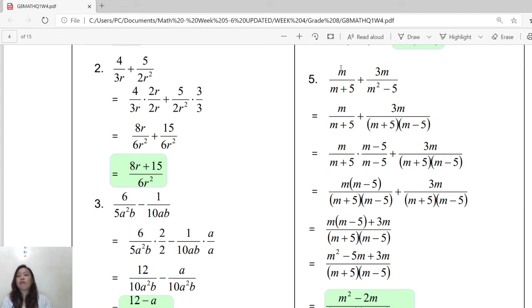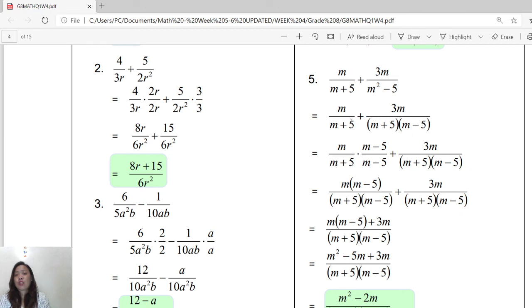Number 5. m over m plus 5 and 3 plus 3m over m squared minus 25. So again, since this is factorable, we will factor. By the way, the least common denominator we solved earlier was m squared minus 25. Our least common denominator there is m plus 5 and m minus 5. That is our least common denominator.